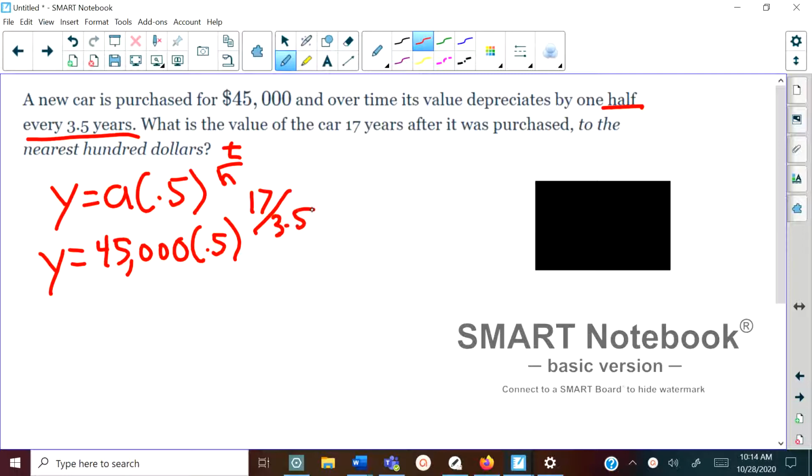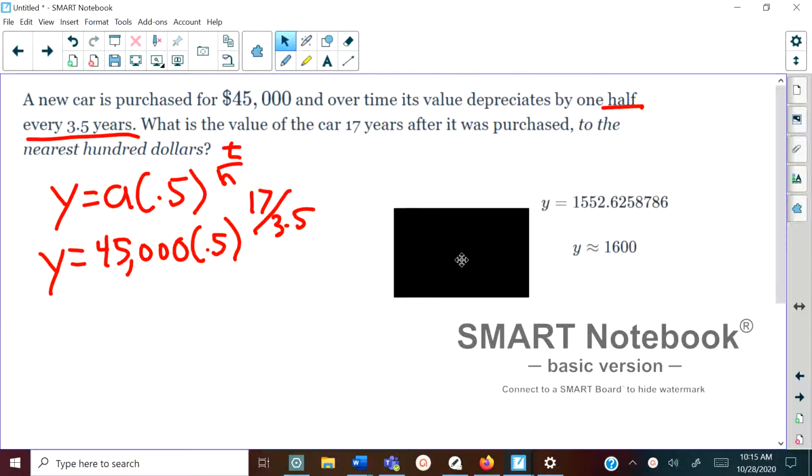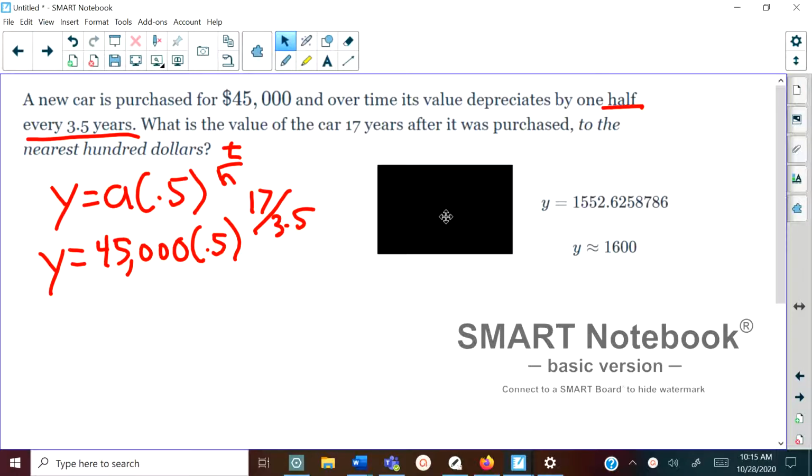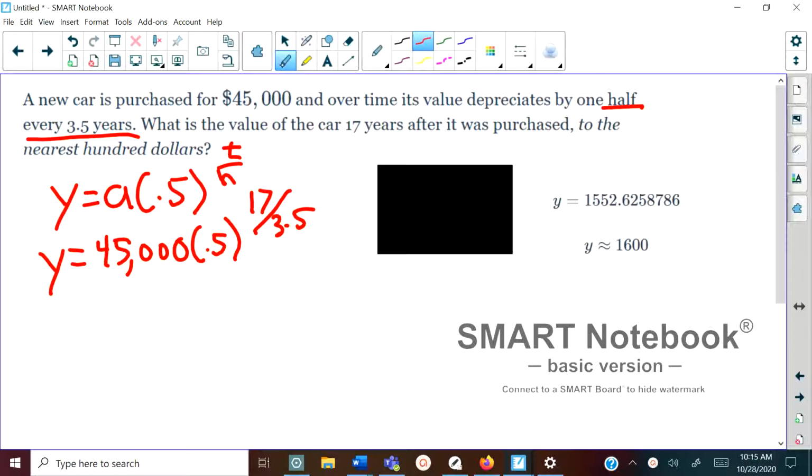So then all you got to do is type this into the calculator, make sure you raise it to this exponent, and type your fraction in there. If you need to, put the fraction in parentheses and hit enter. Then once you do that, you get this number here. So we want to round it to the nearest $100.